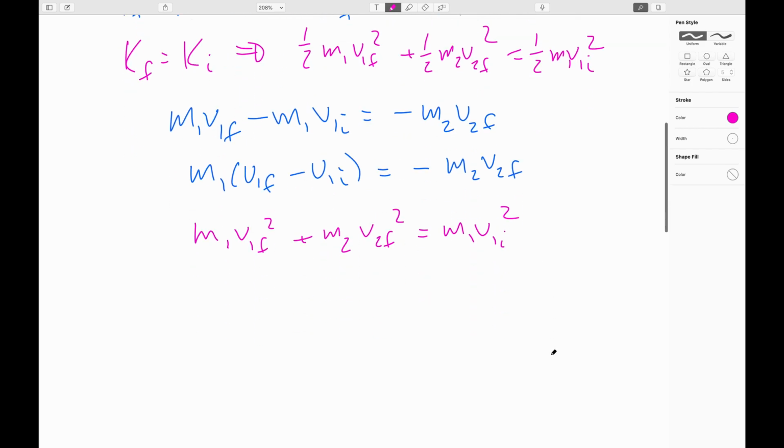And we're going to do the same game. We're going to put all the V1s on one side, the V2s on the other side. That will give me M1 V1 final squared minus M1 V1 initial squared equals minus M2 V2 final squared. Aha! These are starting to look suspiciously similar. So let's take this a little further. We can pull out an M1 here.